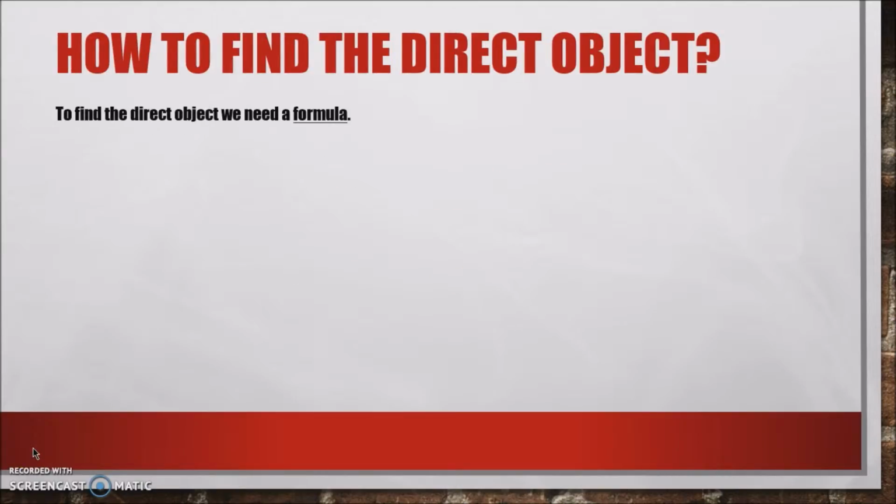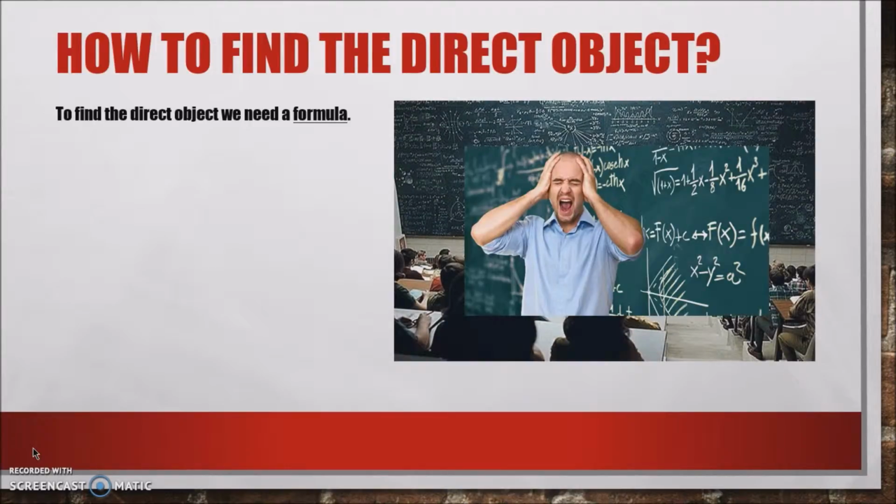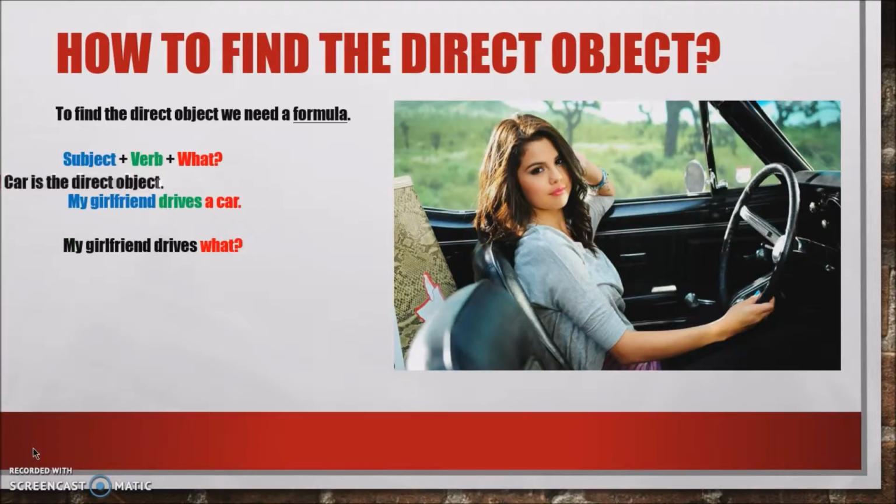We'll see how to find the direct object. To find the direct object, we need a formula. But don't worry, it's not that hard. The formula is subject plus verb plus what? Let's see an example. My girlfriend drives a car. We have the subject, my girlfriend, the verb, drives, and the what? A car. So we can say, my girlfriend drives what? Car. Car is the direct object.